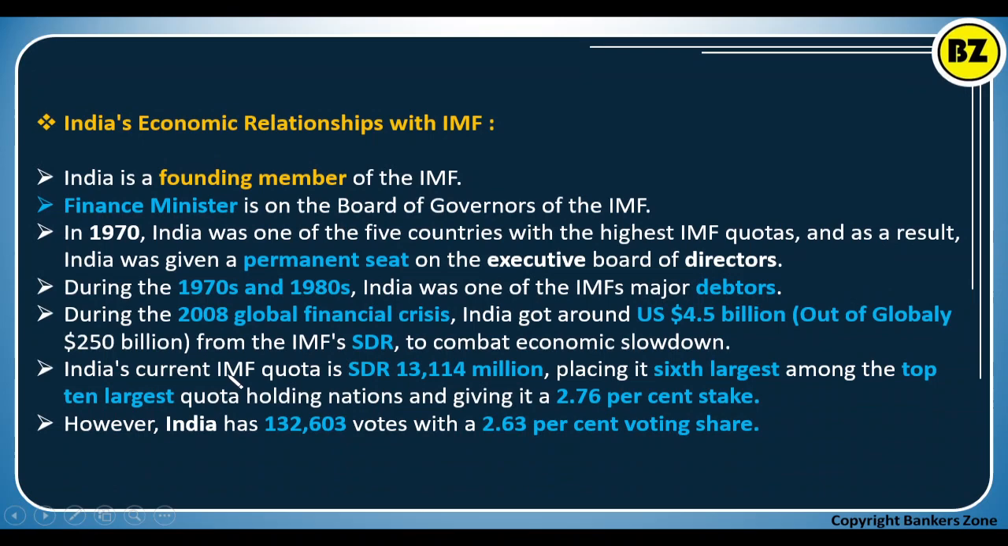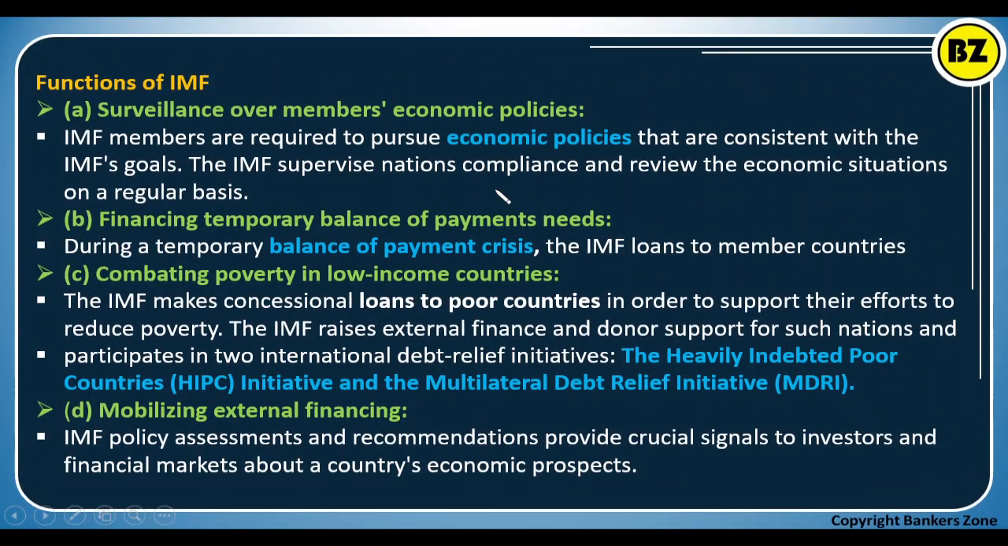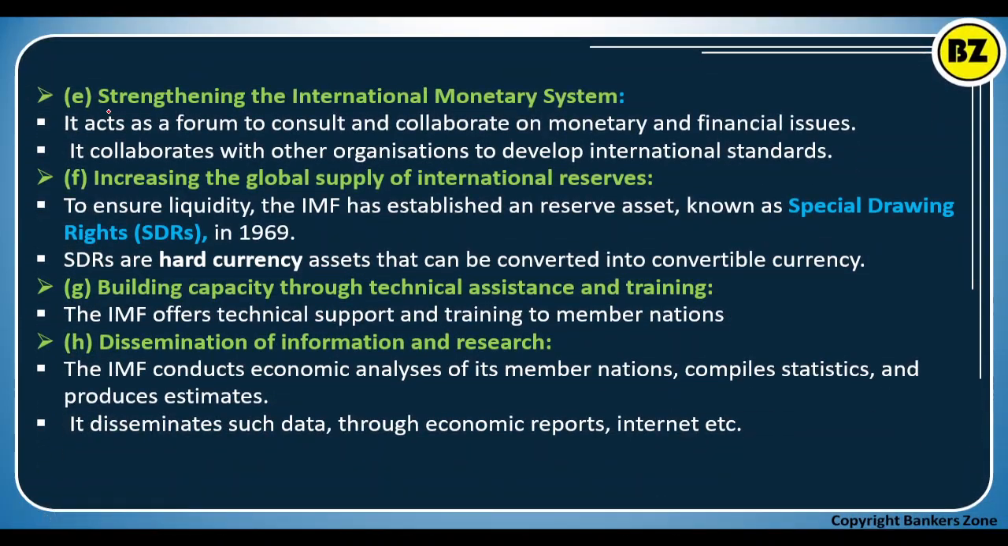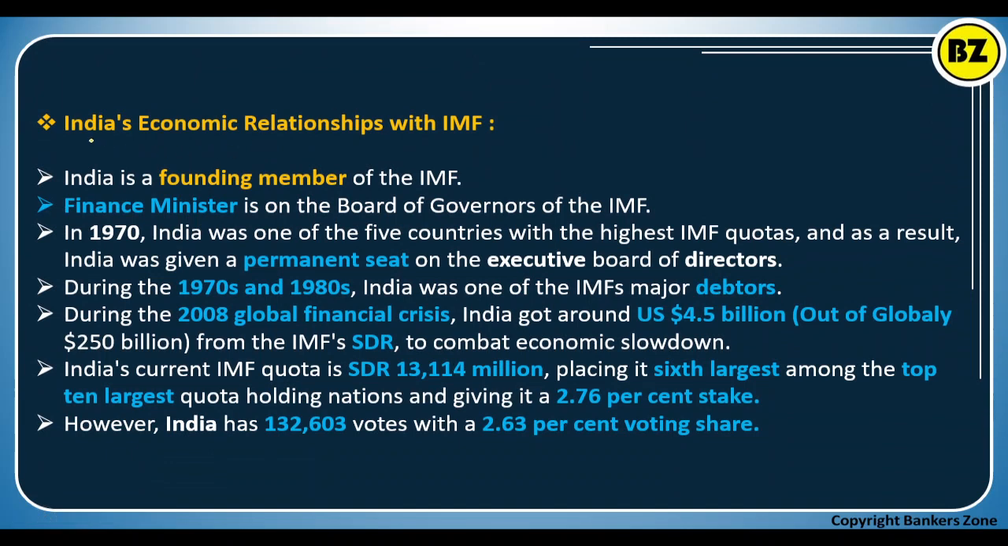Now see, India's economic relationship with the IMF. So how are we having a relationship with the IMF? Here I will again tell you in a broader sense the functions of the IMF: surveillance over members' economic policy, financing temporary balance of payment, combating poverty in low income countries, mobilizing external finance, strengthening the international monetary system, increasing global supply of international reserves, building capacity through technical assistance and training, and dissemination of information and research. Now we will discuss India's economic relationship with the IMF.